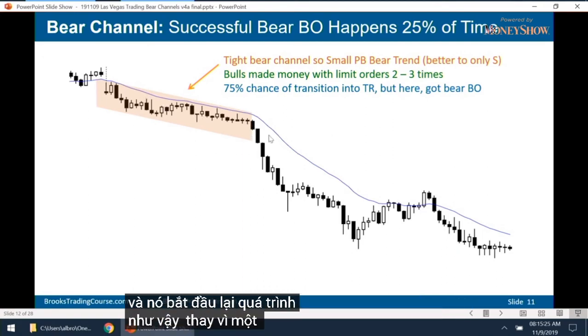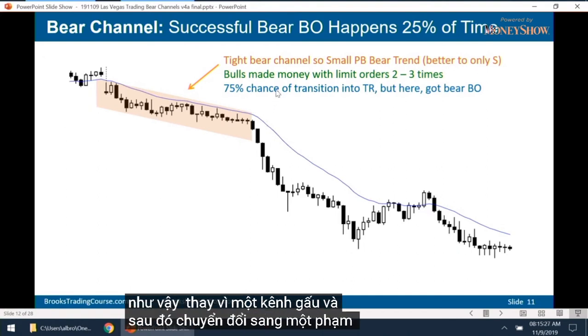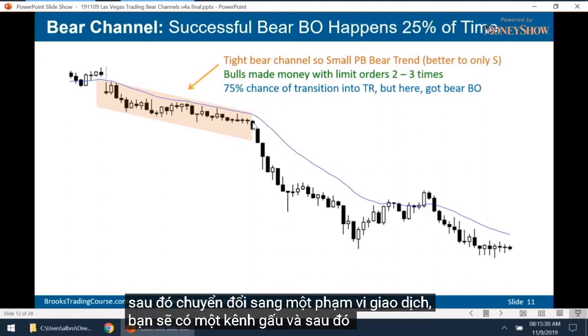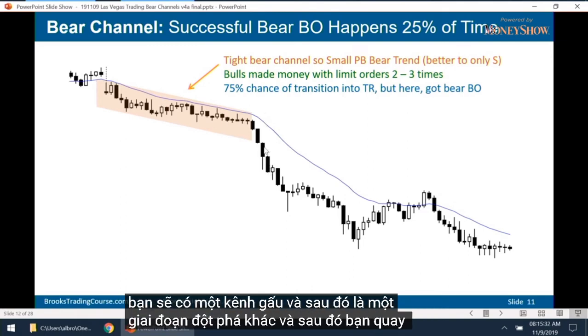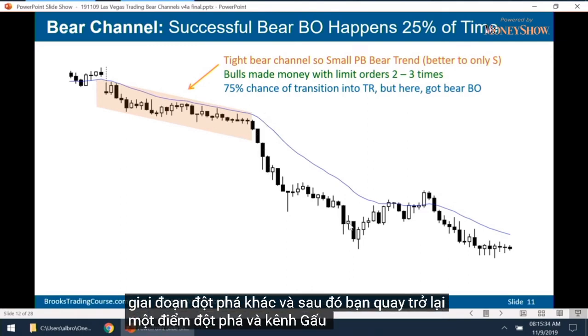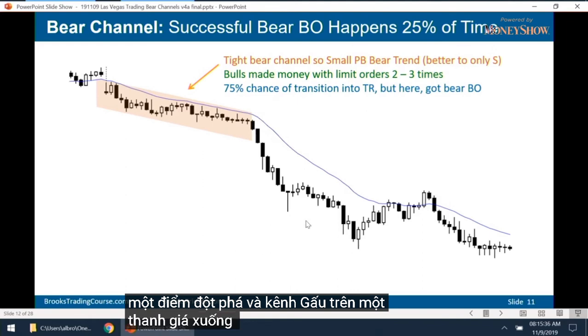So instead of a bear channel and then a transition into a trading range, you get a bear channel and then another breakout phase, and then you're back into a breakout and bear channel situation.